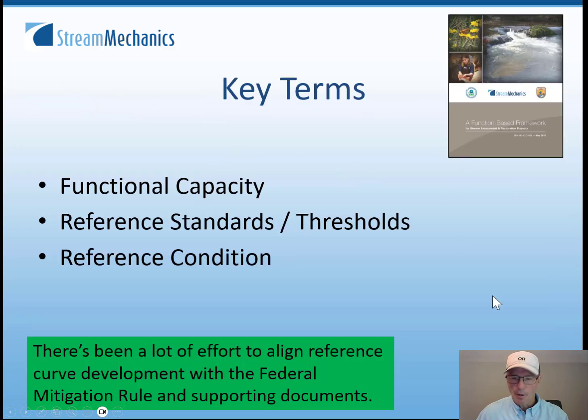There are a lot of terms that go into this. I'm just going to go over a few key terms to help us with the actual part of developing reference curves. We're going to go over functional capacity. We're going to talk about reference standards and thresholds, this idea of what reference condition is. And I just want to acknowledge up front that there's been a lot of effort to align these reference curve development processes with the federal mitigation rule and supporting documents. So I'm going to point you to 3 supporting documents that you might want to read or look over to help with the overall process of an SQT regionalization and in part the reference curve component.